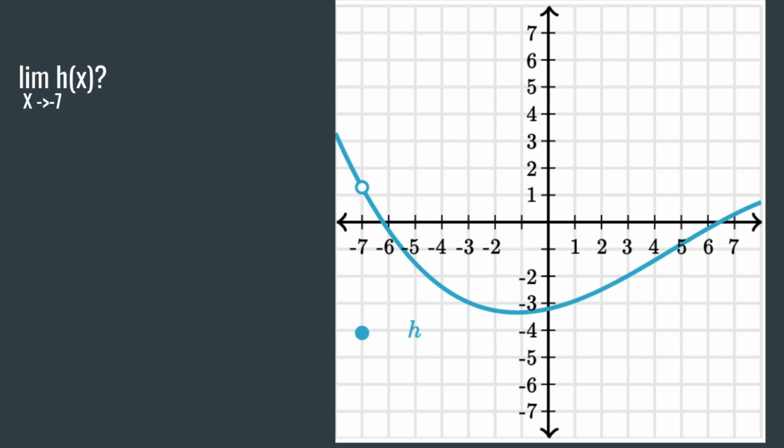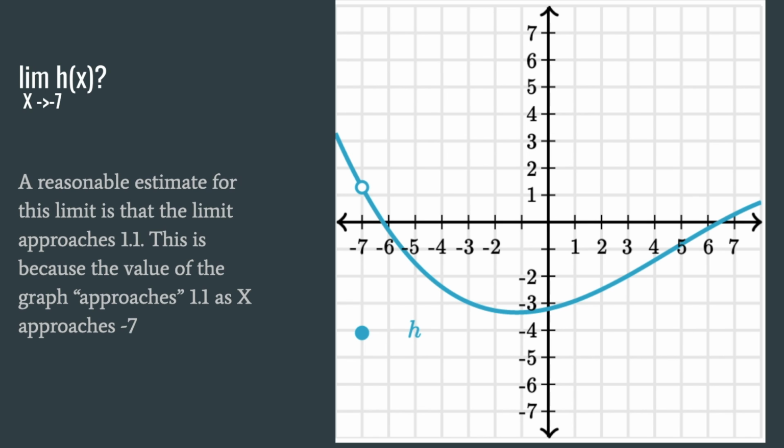Feel free to pause, you don't have to. I'll be explaining this problem right now. So basically, you might be tempted to pick -4 because the question asks, what is the limit of h of x as x approaches -7? And a reasonable estimate for this limit is that the limit approaches 1.1. This is because the value of the graph approaches 1.1 as x approaches -7.